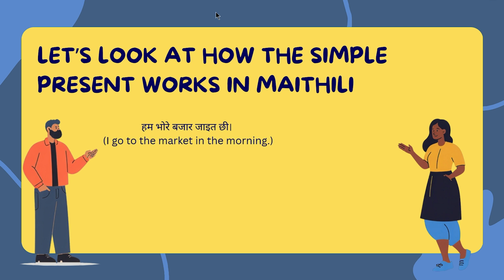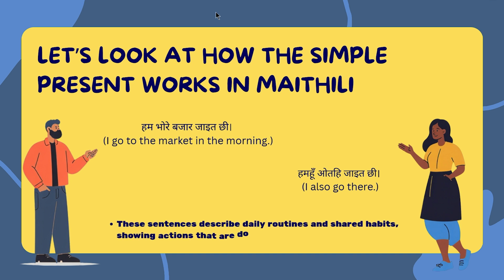हम भोरे बाजार जाइत छी. I go to the market in the morning. हमहूँ ओतय जाइत छी. I also go there. These sentences describe daily routines and shared habits, showing actions that are done regularly.